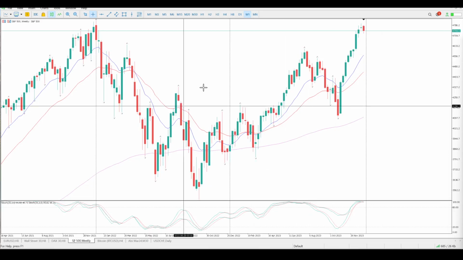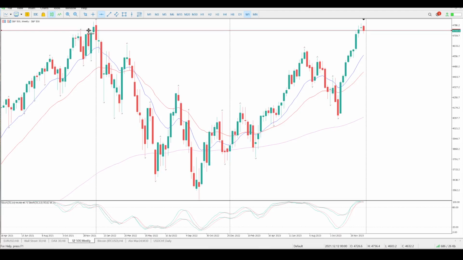So just starting off on the weekly, because I think it's important to understand what's going on. Let me get the exact prices on it right now. You can see this previous swing high on the weekly before we got our all-time high, and that is at 47.43, 47.44, roughly in that area.